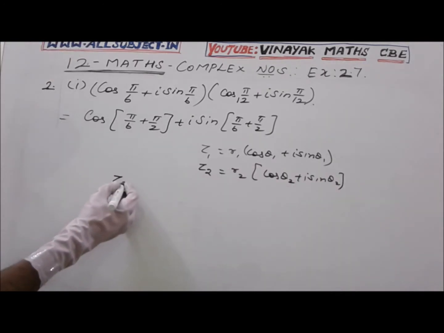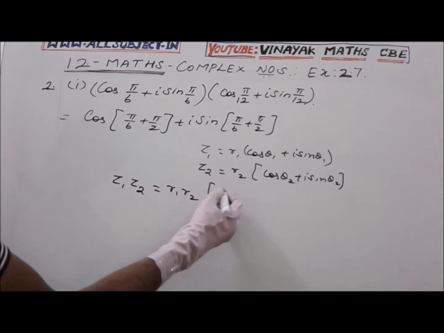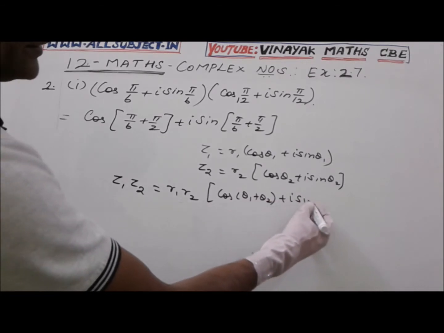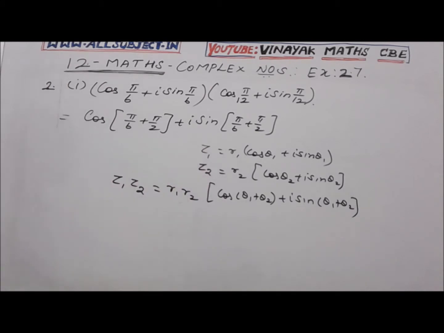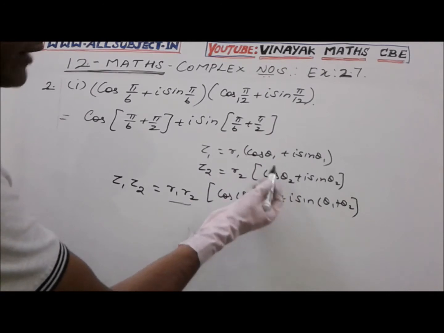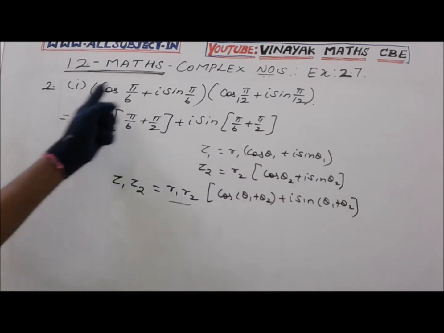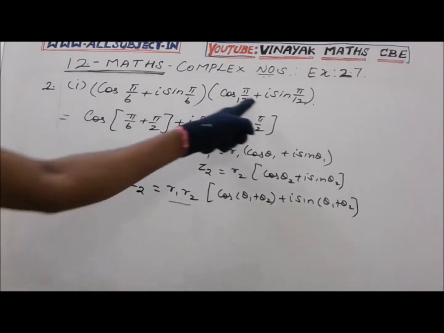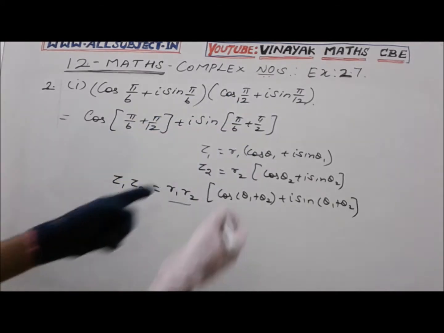When we multiply these two, Z1 Z2 will be equal to R1 R2 into cos of theta 1 plus theta 2 plus I into sin of theta 1 plus theta 2. That is, when we multiply two complex numbers in polar form, the modulus values are multiplied and the argument values are added. By using this result, here there is no modulus value, we can just add the argument values: cos of pi by 6 plus pi by 12 plus I into sin of pi by 6 plus pi by 12.